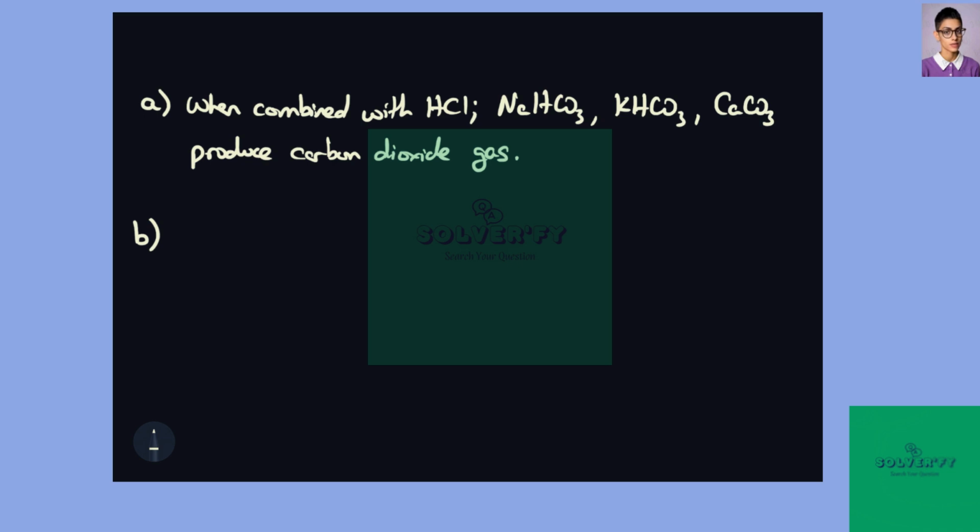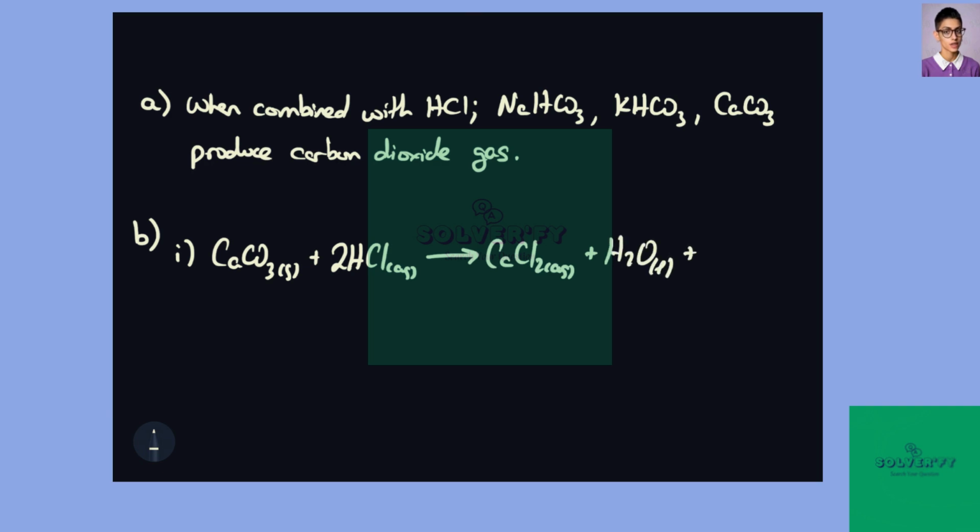For part B, we're told that 1 tablet of Tums regular strength contains 500 milligrams of calcium carbonate. So for part 1 here, what's the balanced equation for calcium carbonate plus HCl? HCl would be present in stomach acid. Balanced equation here: H2O and CO2 gas. So that would be for part 1.